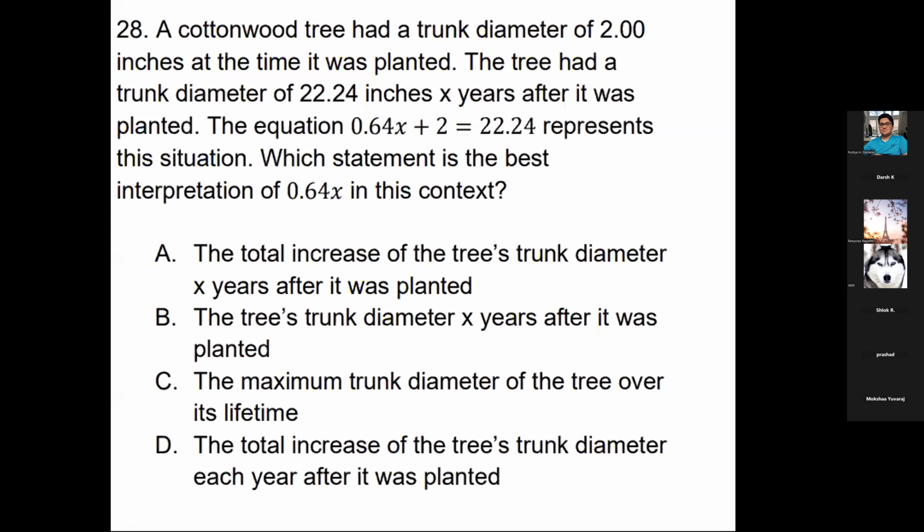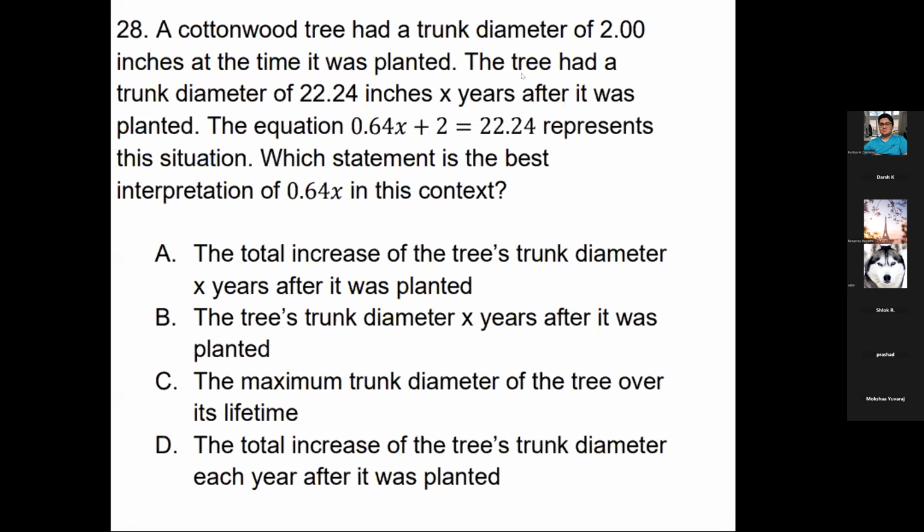Okay, so for question 28, we're told a cottonwood tree had a trunk diameter of 2 inches and it had a trunk diameter of 22.24 inches after x years. The equation 0.64x plus 2 equals 22.24 represents the situation. What statement is the best interpretation of 0.64x in this context?